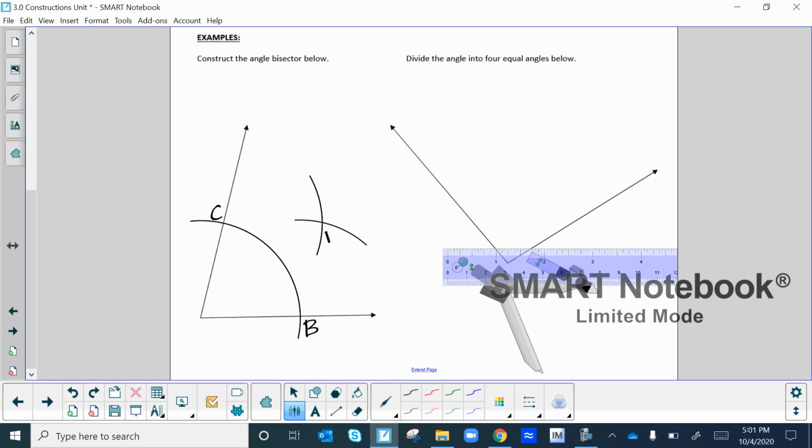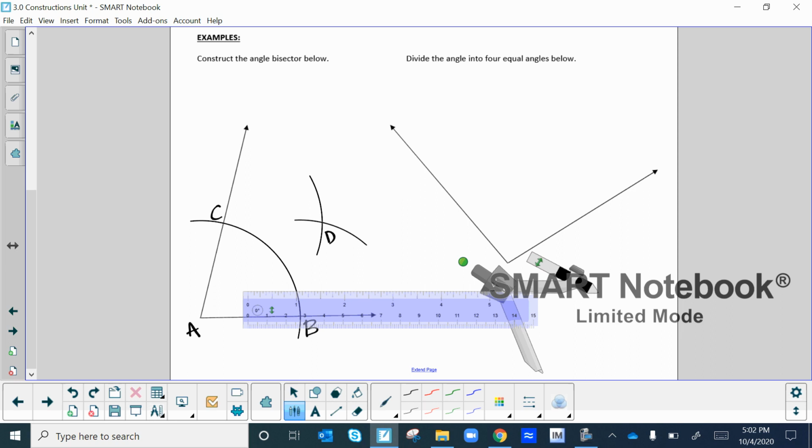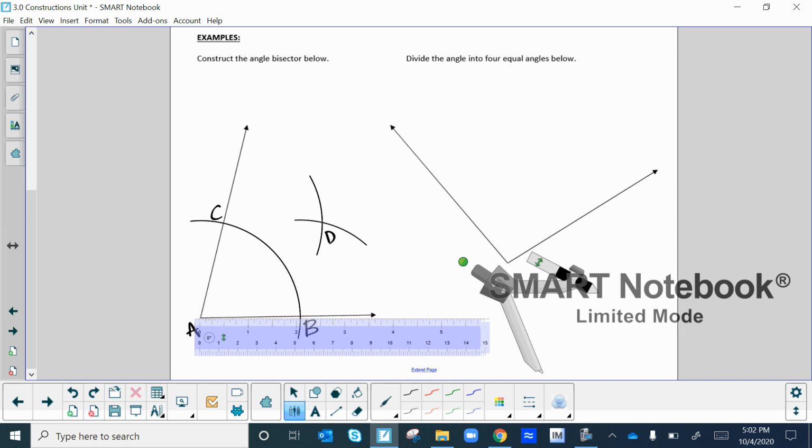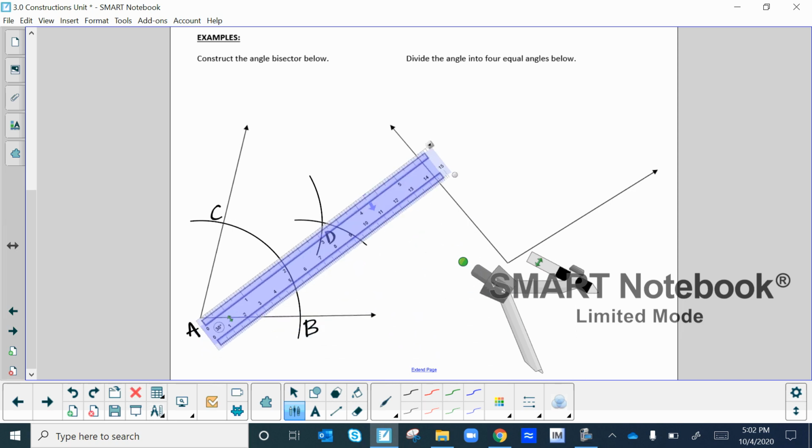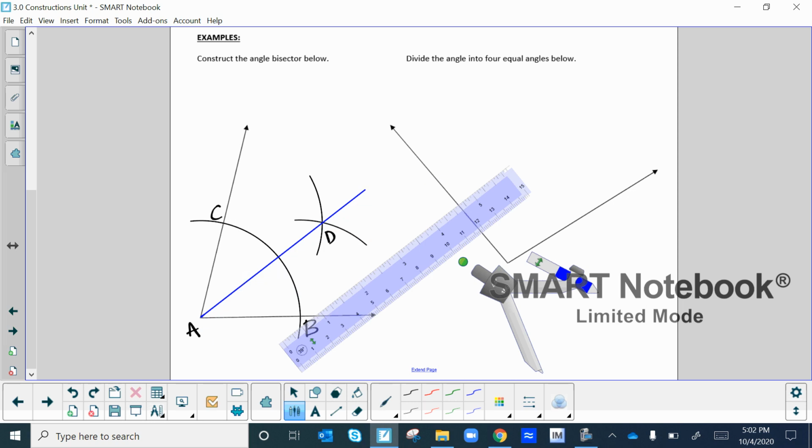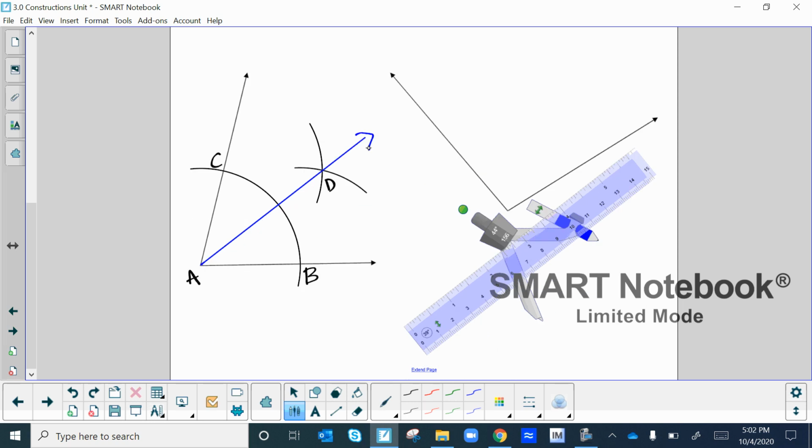Okay, so if I call that point D, I want to connect A to D. So now let's place our ruler lined up with A and D. And that should be a perfect bisector right there, guys. So I'm going to connect it through there like so. And I have a bisector. This angle over here should be congruent to that one right there. Okay, and again, you need to have 3 arcs to get this one correct.